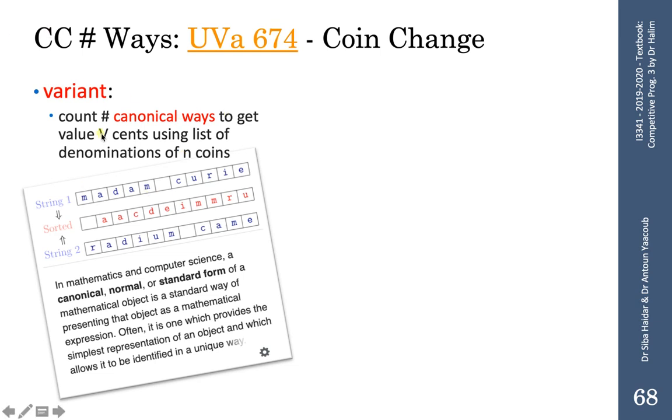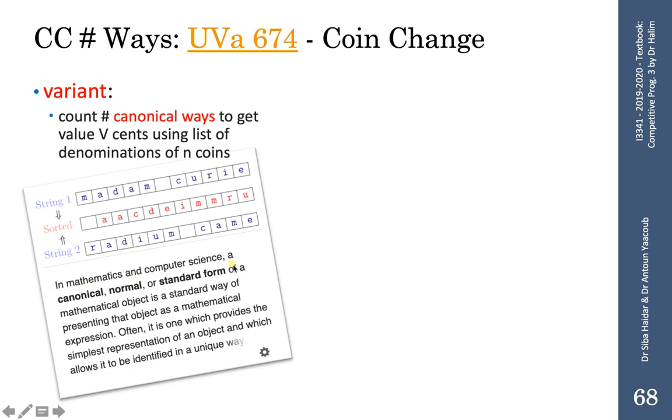So since we said two times canonical coin system, canonical ways, let's recall what is the meaning of canonical. This is the string Madame Curie, and this is another string, radium came. And as you can see, if we choose to represent the letters in the string in ascending alphabetical order, we will reach the same canonical form. So if we all agree that the canonical form of a string will be the sorted form, you will always get one representation for this problem.